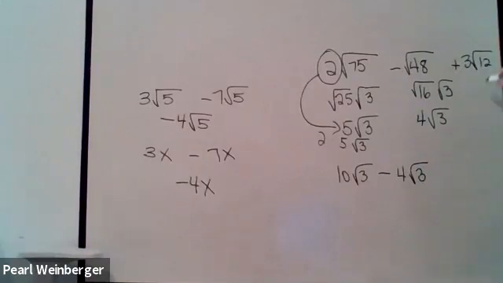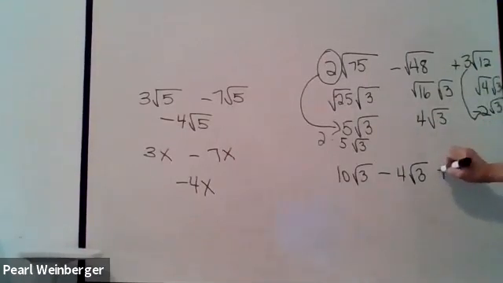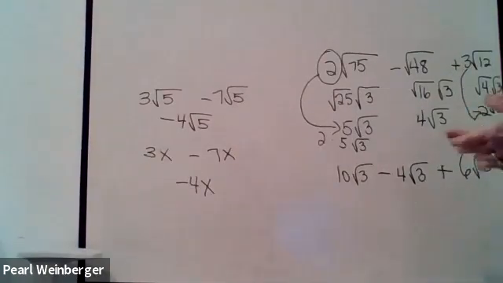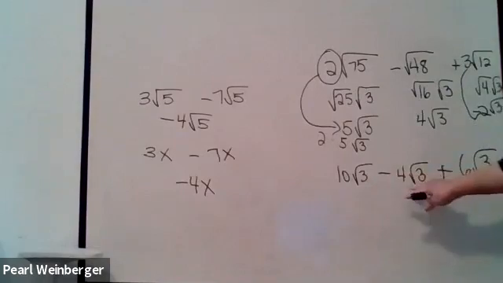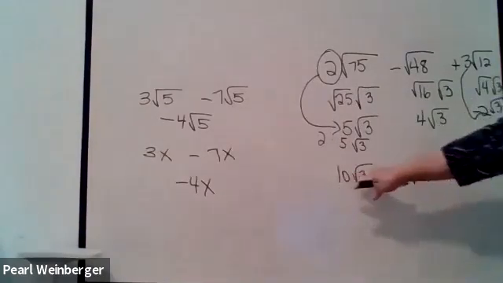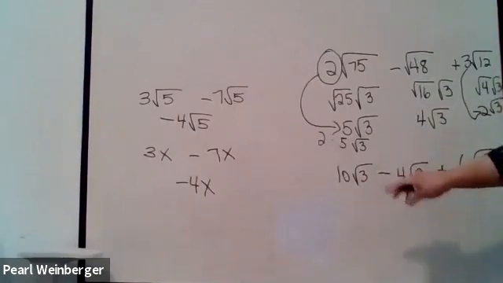And finally, the radical 12, I can break up into 4 and 3 because 4 times 3 is 12. The square root of 4 is 2, so this is 2 radical 3. But again, I had that 3 on the outside, so I take the 3 on the outside and multiply it by the 2. That becomes plus, because this was plus, 6 radical 3. Notice that after I have simplified all my radicals, they now are like radicals, and now I can combine them.